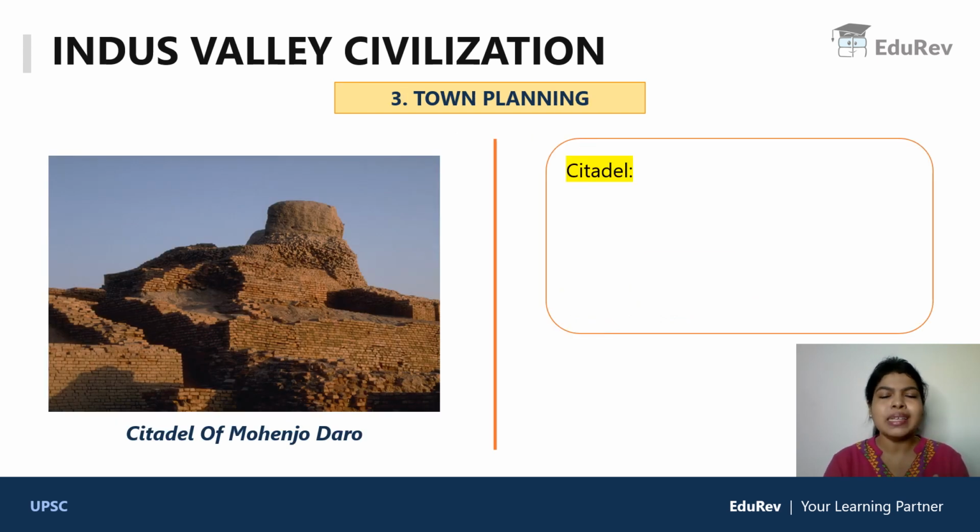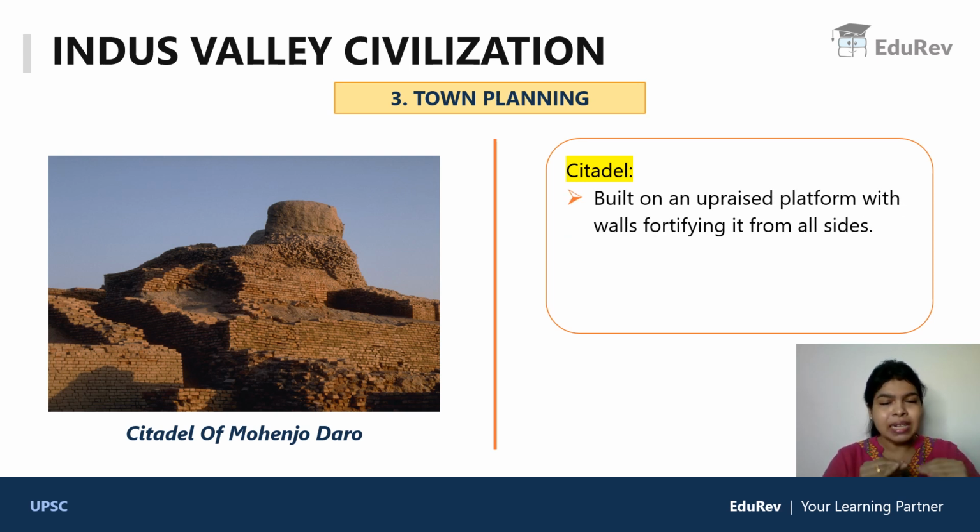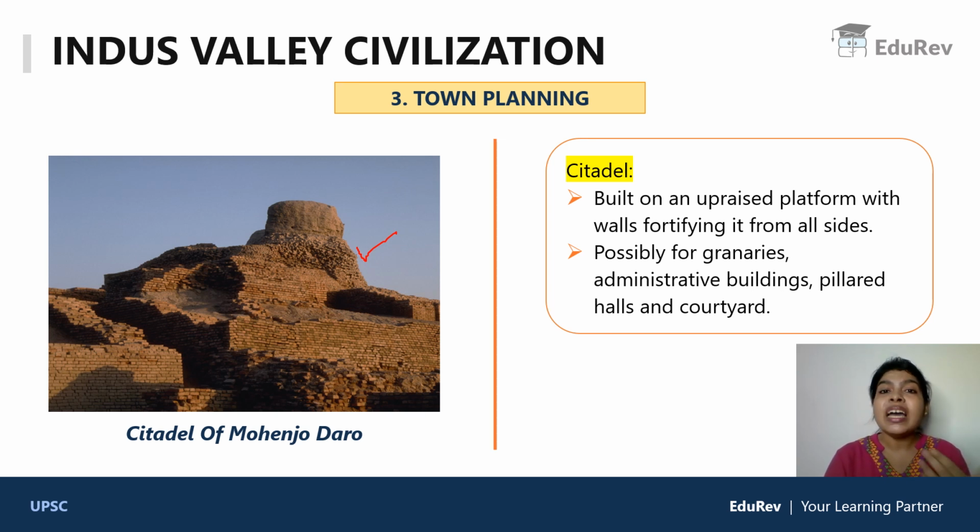Now we are coming on to the town planning structure. There are two definitive divisions of towns that we observe: one is called the citadel and the other is called the lower town. So what is this citadel? Citadel literally means that there is some sort of fortification. This kind of citadel, as observed, is built on an upraised platform. Look at the picture that we have here. This picture suggests that there is a building constructed on an upraised platform with walls fortifying it on all sides. Possibly such a building might have been used for granaries, administrative buildings, pillared halls or courtyards. It also suggests that there might have been residences of rulers and aristocrats.